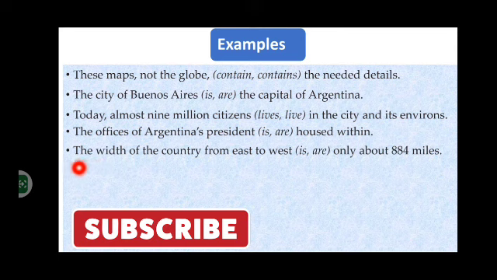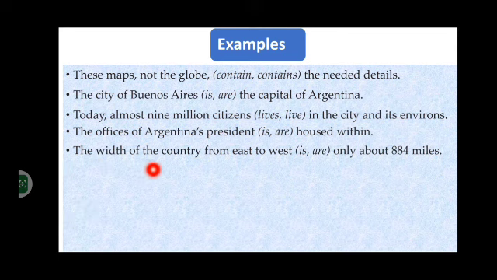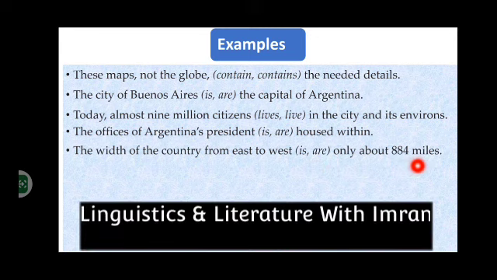And the last example here: "The width of the country from east to west ___ only about 884 miles." So the width of the country, right? We will use "is" here. The width of the country; we're not talking about east and west. "The width of the country from east to west is only about 884 miles." I hope you got it, right? We may have other words that follow the subject, but the subject is not going to be affected by those words, those nouns.